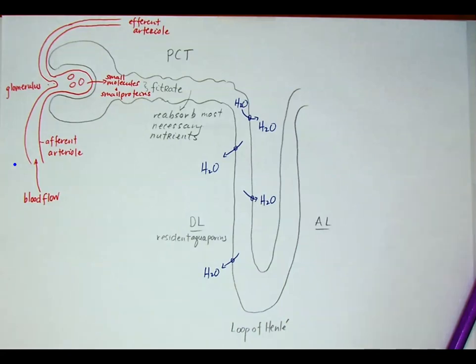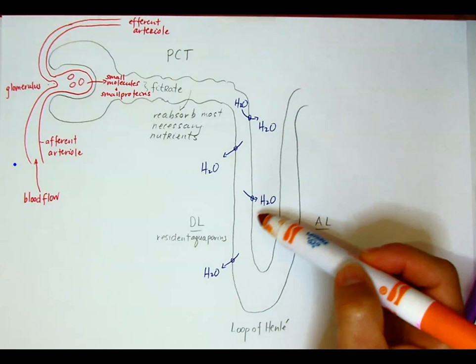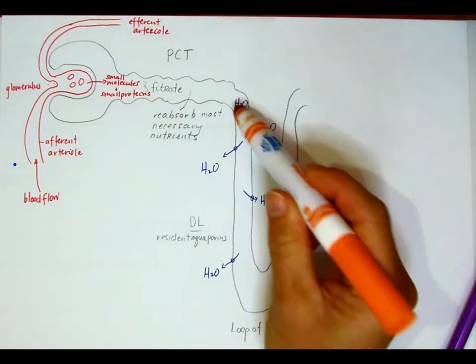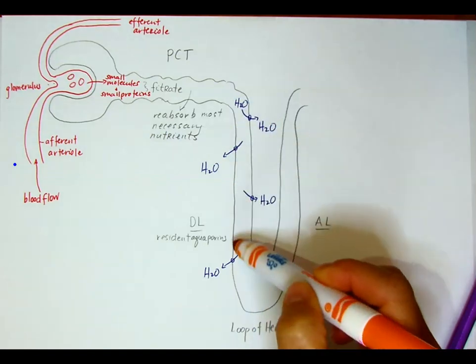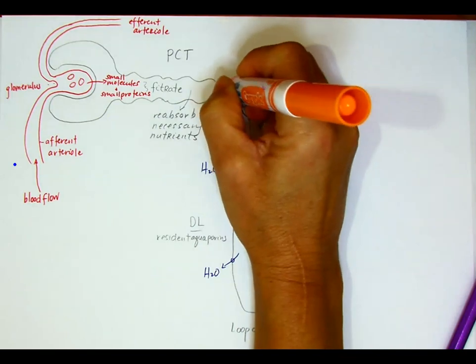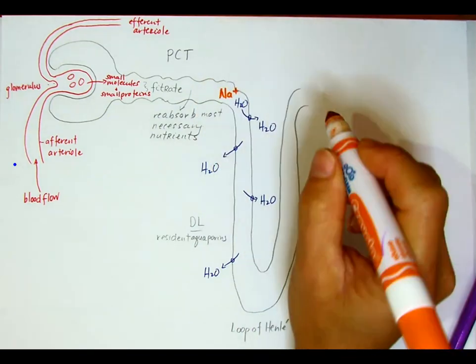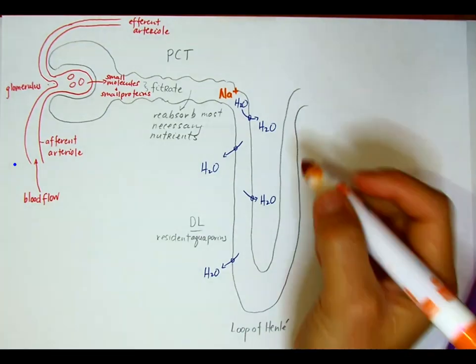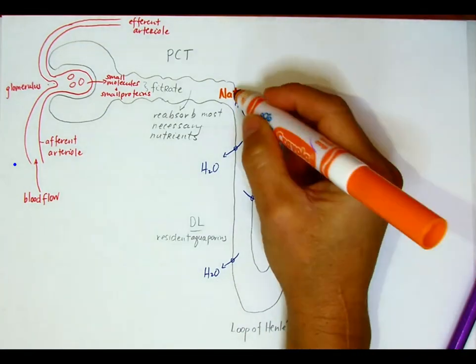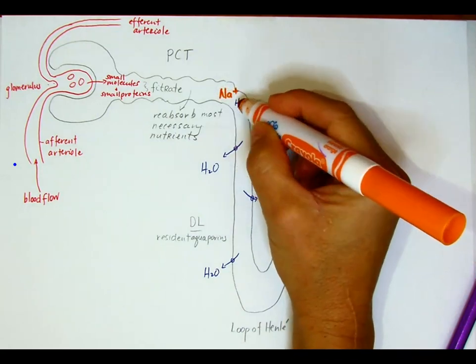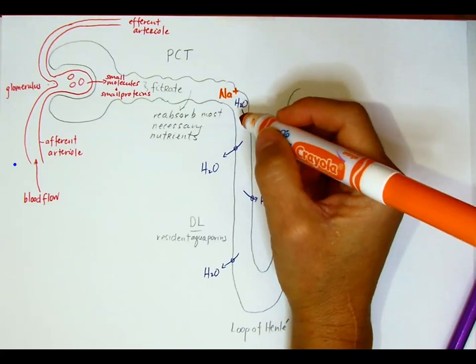Now, as water leaves, what's going to happen in the loop of Henle as I start to descend is that sodium is going to start to become more and more concentrated. So let's start to draw sodium. Here I do have some leftover sodium after I leave the proximal convoluted tubule. Remember, I can't reclaim everything all at once. I need some more nephron to make that happen.